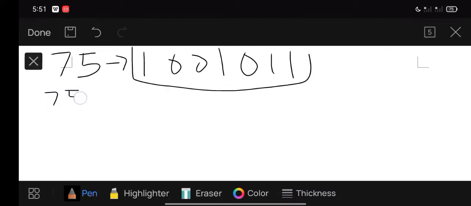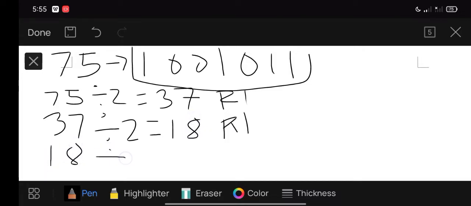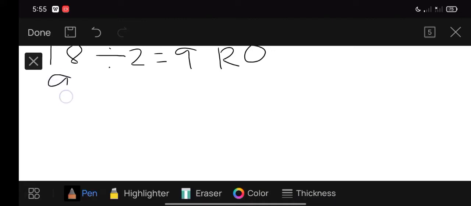So here's what we need to do. Start with 75 and divide by 2 is 37.5. So this means that it's 37 remainder 1. Now take the 37 and then divide that by 2. So 37 divided by 2 is 18.5. So that's 18 remainder 1. Then take the 18 divided by 2. 18 divided by 2 is exactly 9 with no remainder. So let's put remainder 0.